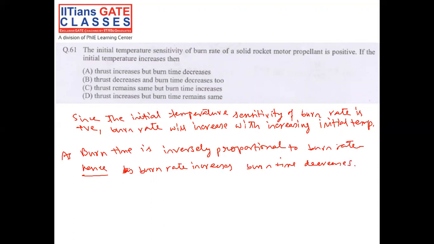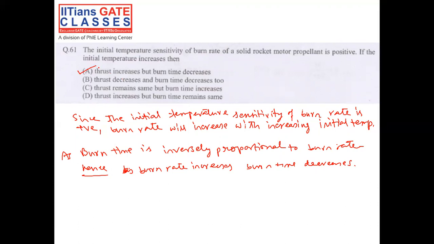As the burn rate is increasing, the mass flow rate of the exhaust gas will be increasing, which basically means the kinetic energy of the exhaust gas is increasing, and that will in turn increase the thrust produced by the rocket motor. So in this case, as the burn rate is increasing, the thrust will also increase, and the burn time will decrease. So option A is the correct answer.